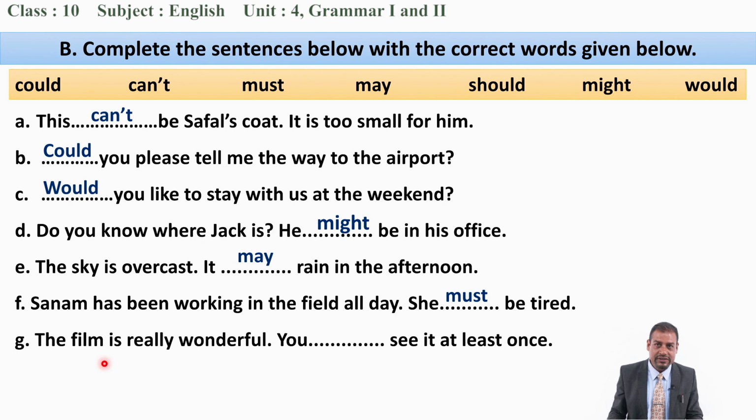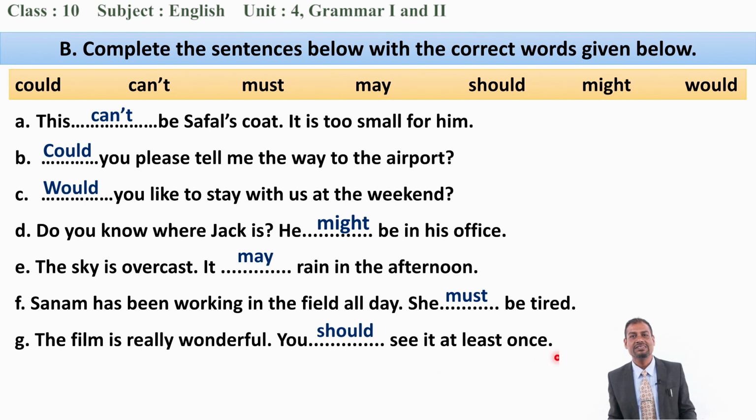Now next, the last sentence we have is: the film is really wonderful. Now, if I know that the film is really wonderful, I can advise you, I can suggest to you. Then what modal verb is correct here? Yes, you are right again. You should see it at least once. So this is just advice. This is a suggestion for you to watch this film. Is it clear to you? The use of these modal verbs in the sentences?